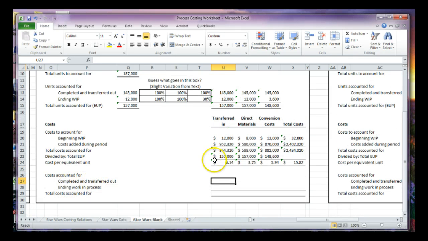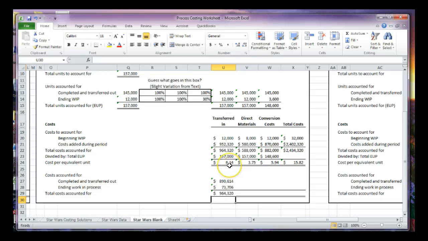Okay, now based on these, we have $6.14 per equivalent unit. And we take that times the completed and transferred out. And we can take the $6.14 per helmet times the $12,000 in ending work in process. And just like before, these two numbers are equivalent. They're not even equivalent, they're the same. Okay. So we know we did this correctly.